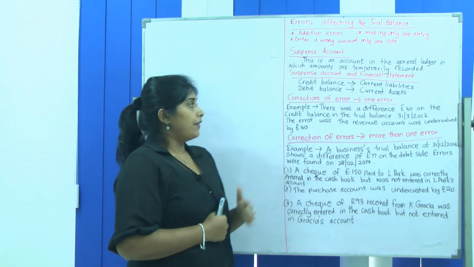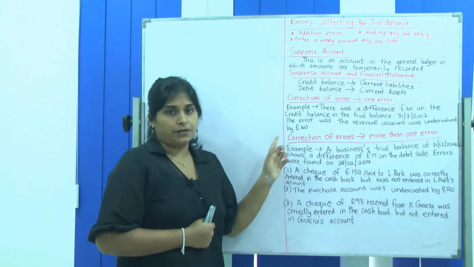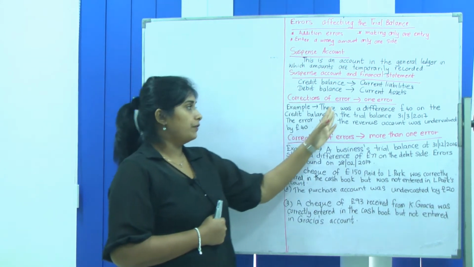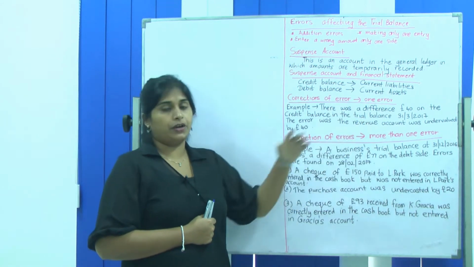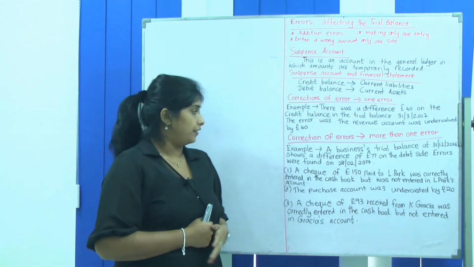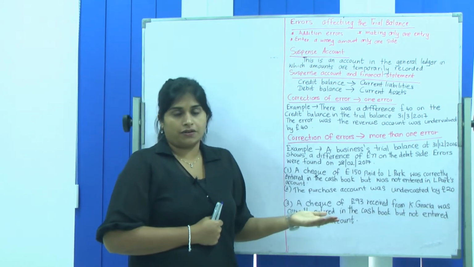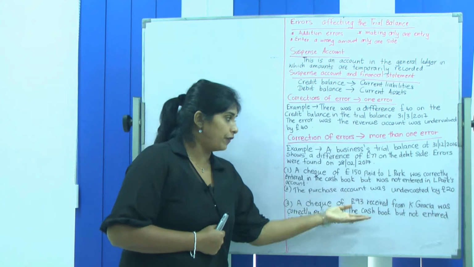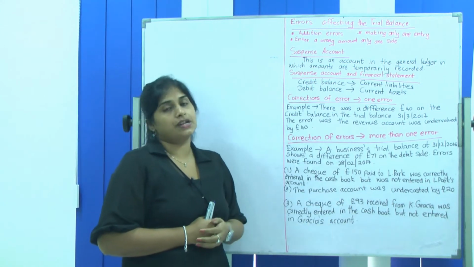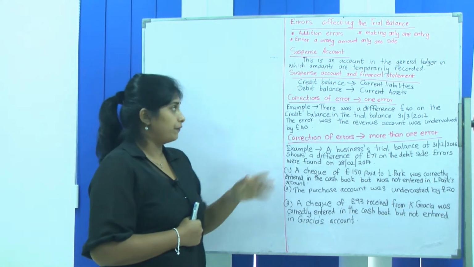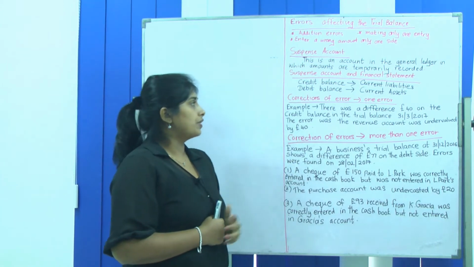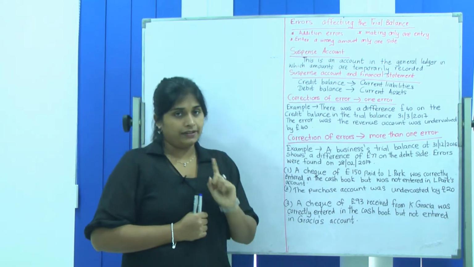There are two types of errors. One is where only one error has occurred, and then you will find the error and correct it. The other type is where so many errors are there causing the shortage of the trial balance. So you will find more than one error and you will start correcting them. First we'll see how to correct when there is only one error.